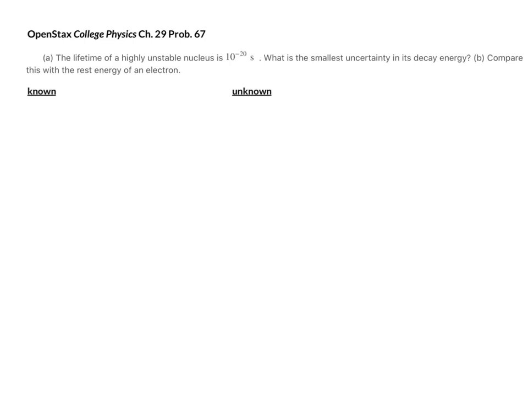So let's write down our knowns and unknowns. The lifetime of the unstable nucleus, delta T, is 10 to the negative 20th seconds, and that's all that we are told. Then in part A, we're looking for the smallest uncertainty in its energy, so we want delta E. And in part B, we want to compare this value with the rest energy of an electron, E naught of the electron. So these are the two quantities we're looking for.